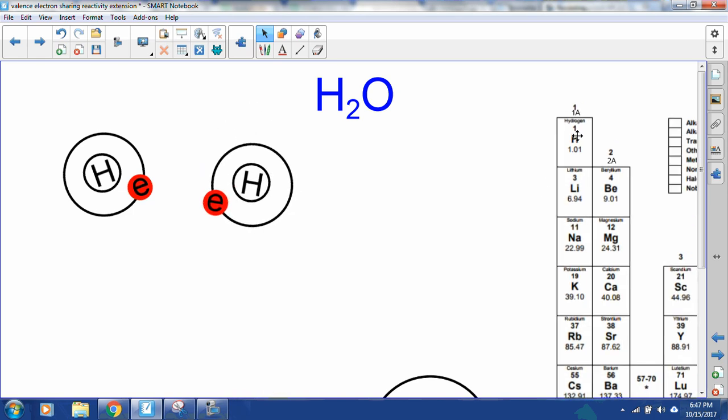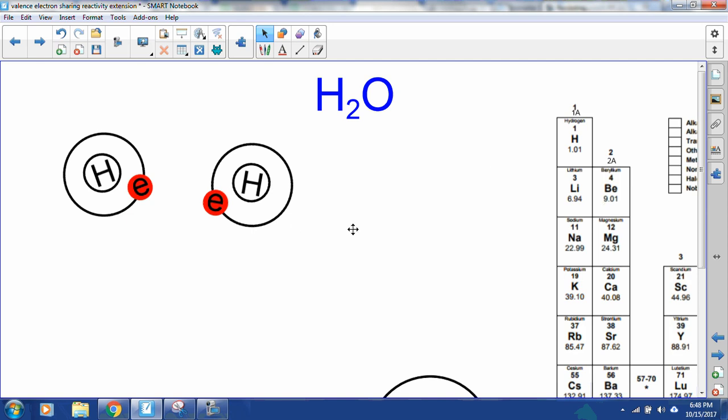Now here's hydrogen on the periodic table. It has one energy level since it's in the first period. So here's one energy level. It has one electron. Atomic number tells us protons, and in a neutral atom, it also has one electron. So hydrogen has one electron.